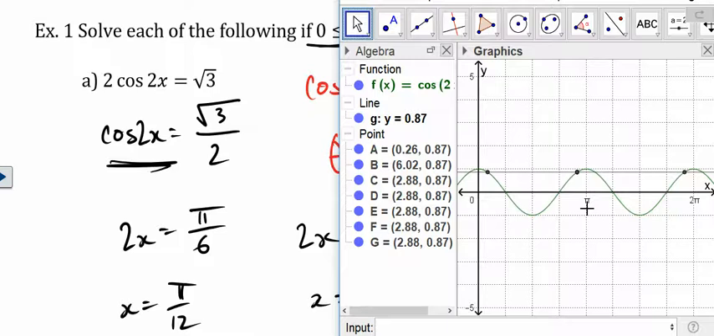I know that if I add a period from this point, I'll end up back on that same point. So I could just take these points and add a period, which happens to be pi, because it was cos 2x. You wouldn't always add pi. So those would all work. You could do it however you want. But I would say, yeah, let's add pi.